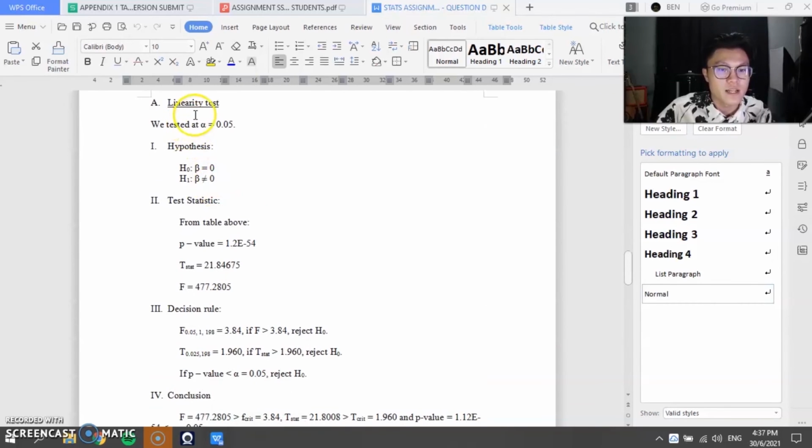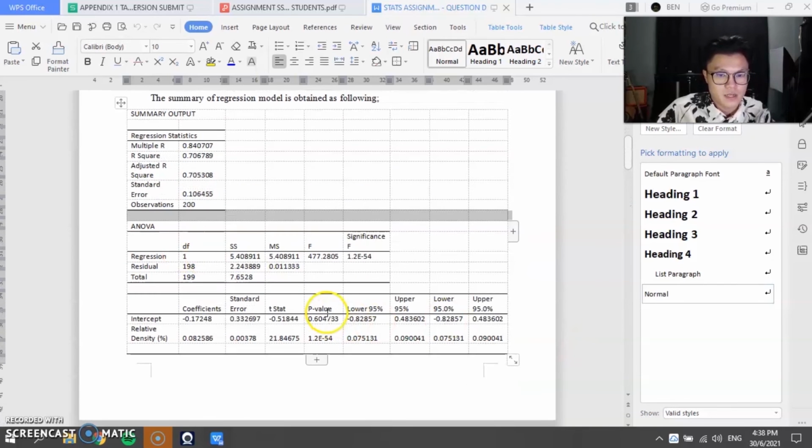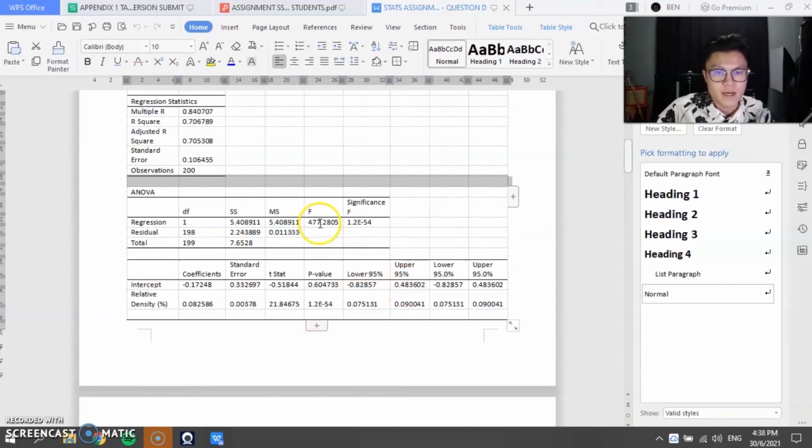Firstly, the linearity test. We test at alpha equals 0.05. First, the hypotheses are beta equals 0 and beta not equal to 0. Next is the test statistic. We can get the p-value, the t-stat, and F from the table that we get from here.